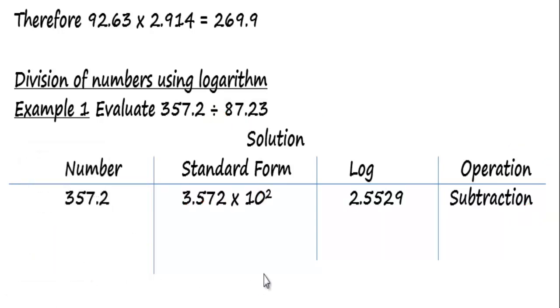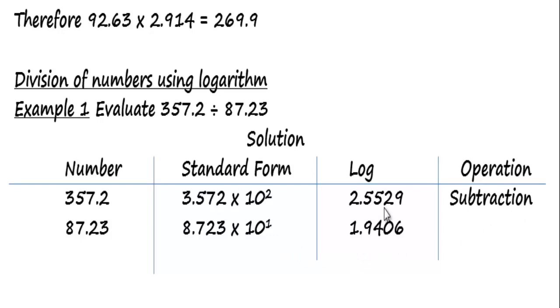So, having done that, let's go to the second one, which is 87.23. What is the standard form of it? 87.23 is 8.723 times 10 to the power 1, meaning the character of this figure is 1, and that's why we write 1 here. You now go to your 4-figure table, you look at 87 under 2 difference 3. When you get to 87 under 2, you write it down. And you go to difference 3, whatever is under the difference 3, you write it down and you add them together, you get 9406. That's why we get 1.9406. And the operation, of course, is subtraction.